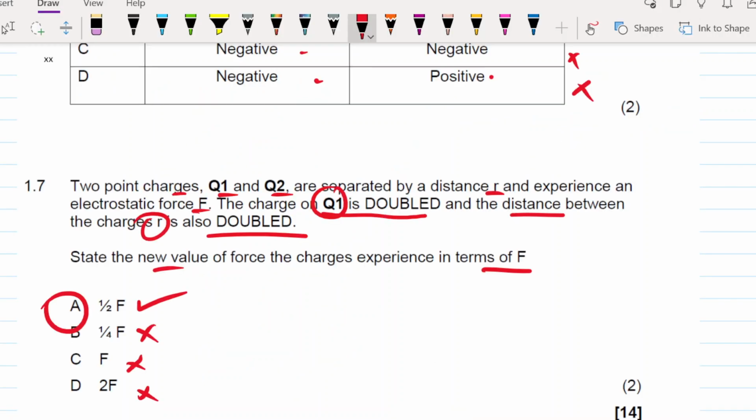All right, that was the last question for the multiple choice. Now we're going to go to the next video, which will be question 2 of the test.